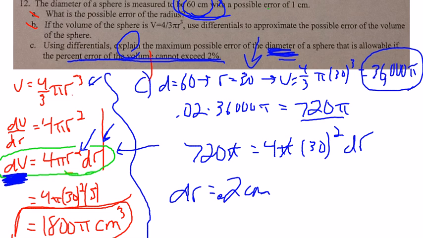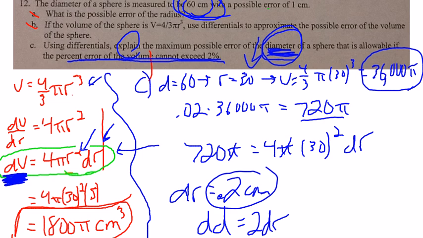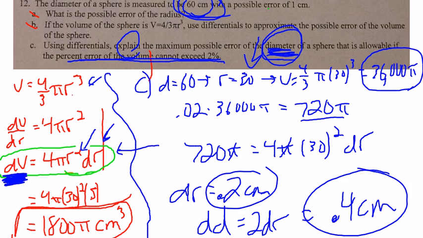Now, the question asked me about the diameter. So the possible error of the diameter is twice the radius. So dD equals 2 dr. Just multiply that by 2. And I get 0.4 centimeters. And that is all for this entire problem. Whole thing's done.